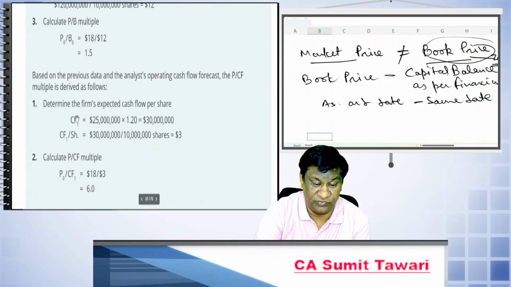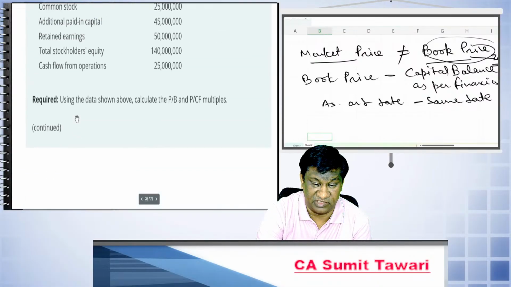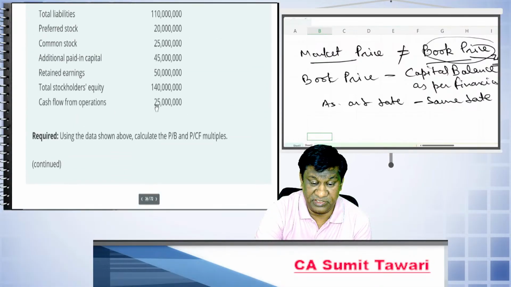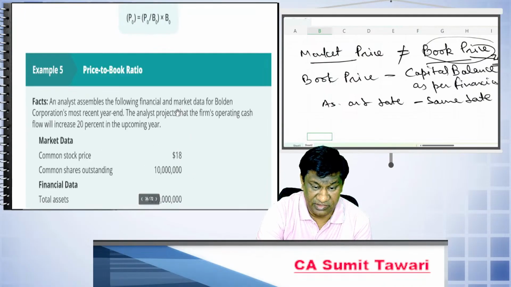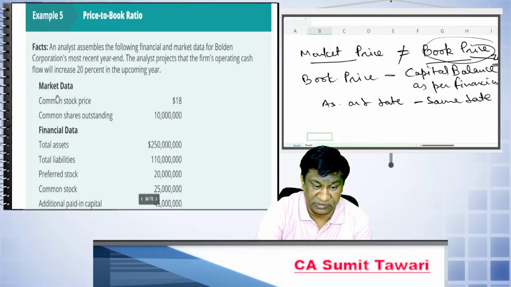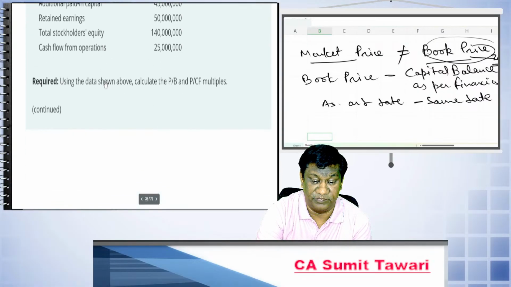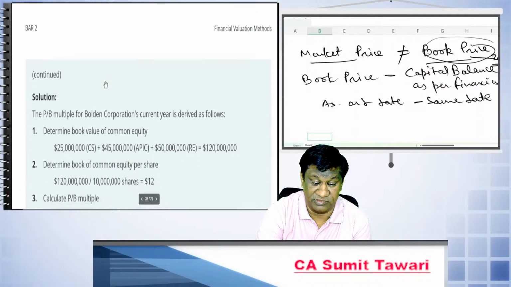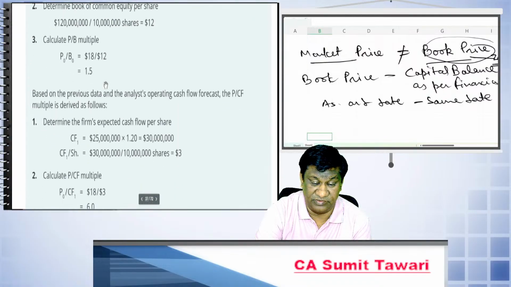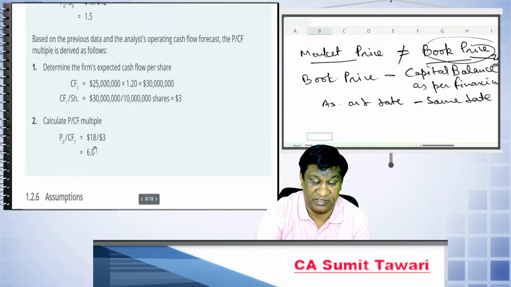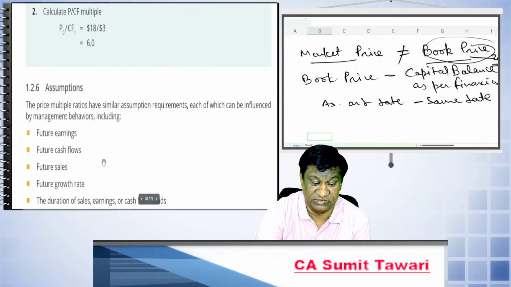Okay, and for the cash flow, we need to take an expected one. So here, cash flow zero is 25 million, and they gave a 20% increase for the upcoming year. So 25 million multiplied by 120%, that is 30 million. That we need to consider, and the number of shares given, the $3, and then market price divided by 3, which is basically the 6. That way we need to consider.